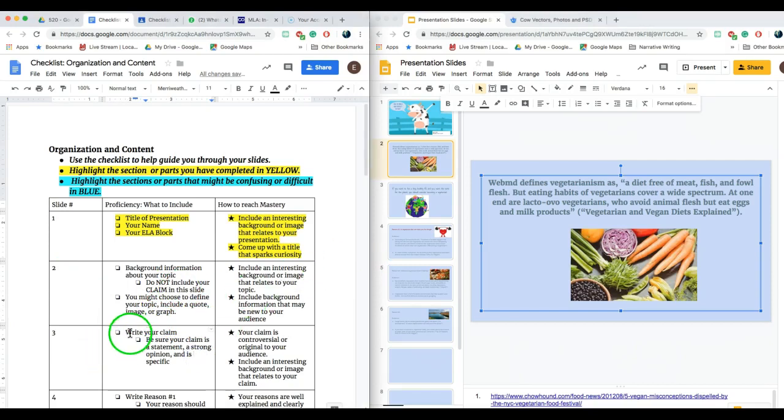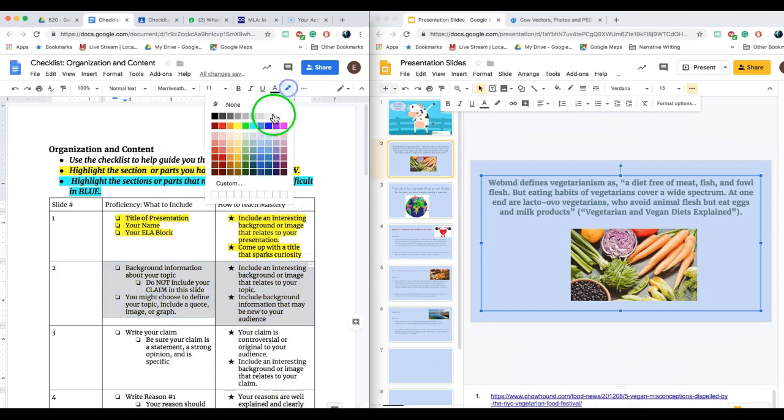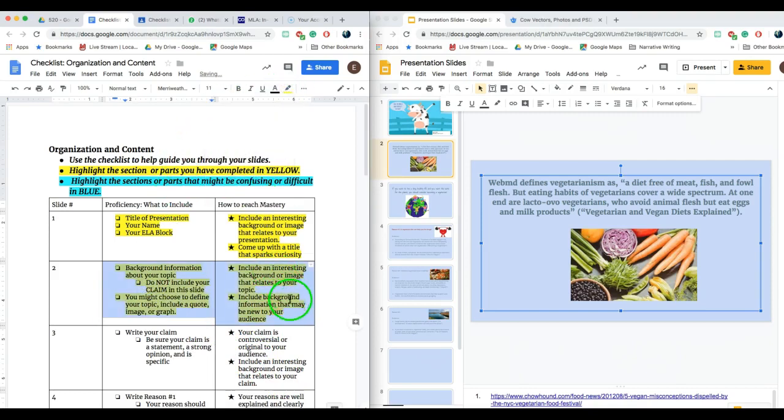For slide number 3, all I need to do is write my claim. I'm trying to come up with a controversial or original claim and include an interesting background or image. Before I move on to that, I'm going to go ahead and highlight all of this yellow. And then we'll go to slide 3.